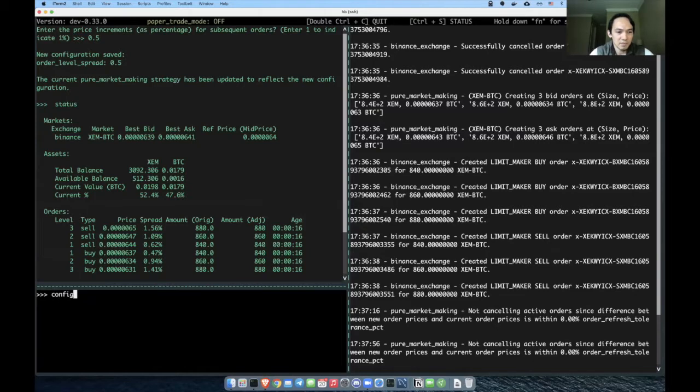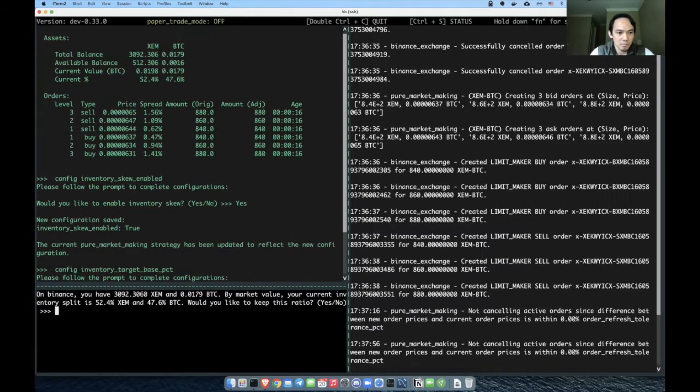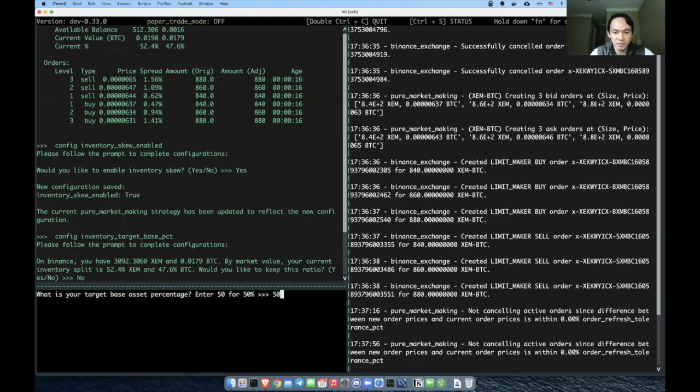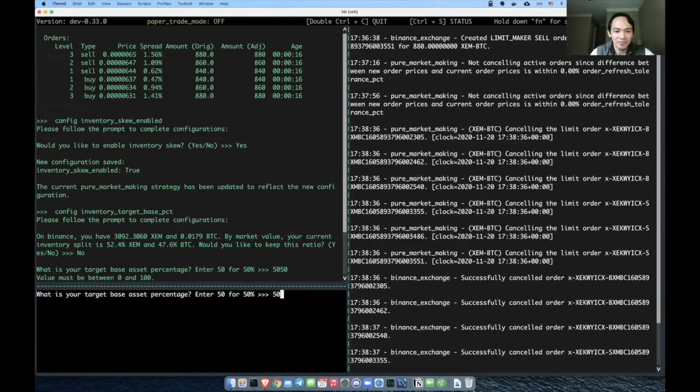So to set that, we'll just enable inventory skew. Set it to yes. So that's config inventory skew enabled. And then one other setting is the base percentage. Now you can see Hummingbot checked my balance and said, this is your current weight. Do you want to try to maintain this or do you want to use something different? I'll just say no, and I'll put in, oh wait, it already had 50% as the default. So I'll just keep it at 50.